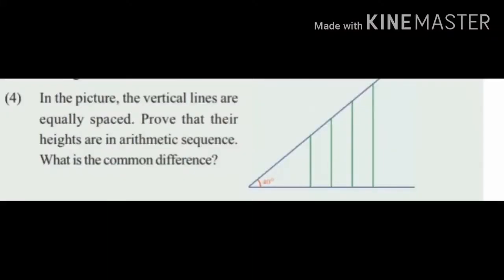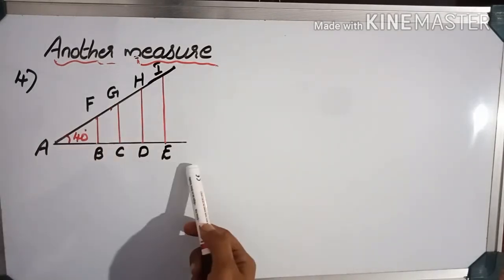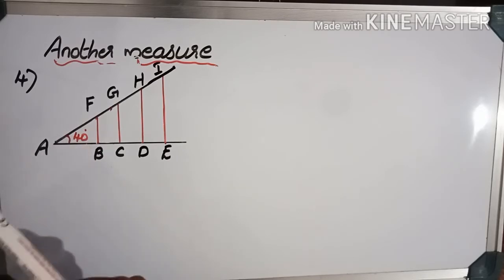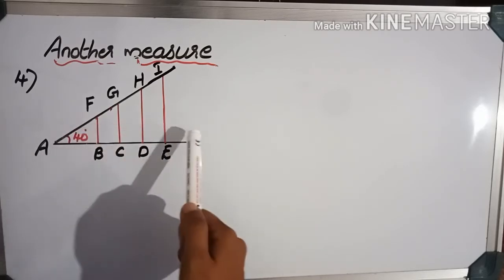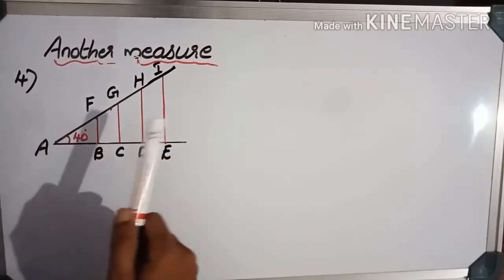Next is question number 4. In the picture, the vertical lines are equally spaced. Prove that their heights are in arithmetic sequence. What is the common difference? One figure is given. Here the common angle, 40 degrees, is given, and we have heights. Some perpendicular heights are given, and we need to prove that.